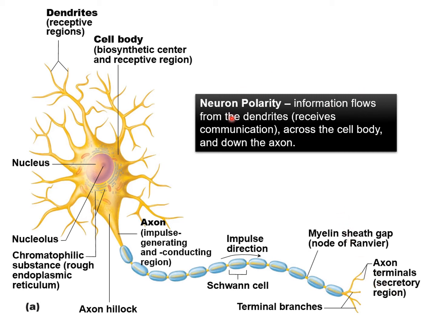But that's what polarity means. This is just one-way information. Information cannot move this way, right? Impossible, right? It can only move one way down the neuron, and that's what that information flow is, the neuron polarity, the one-way flow.